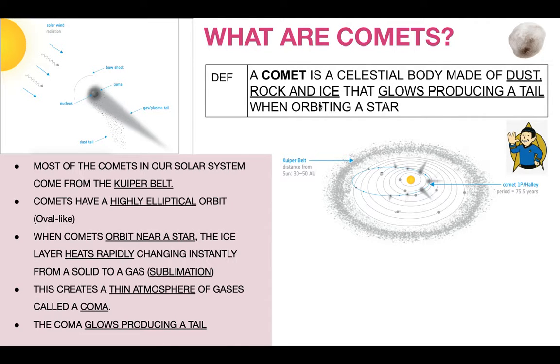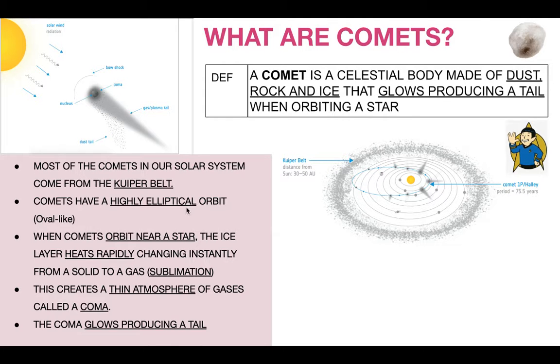So when we define a comet, we say it's a celestial body made of dust, rock, and ice, and it glows, producing a tail when orbiting near a star. It should be orbiting near a star. These are often called dirty snowballs because, well, they look like dirty snowballs.